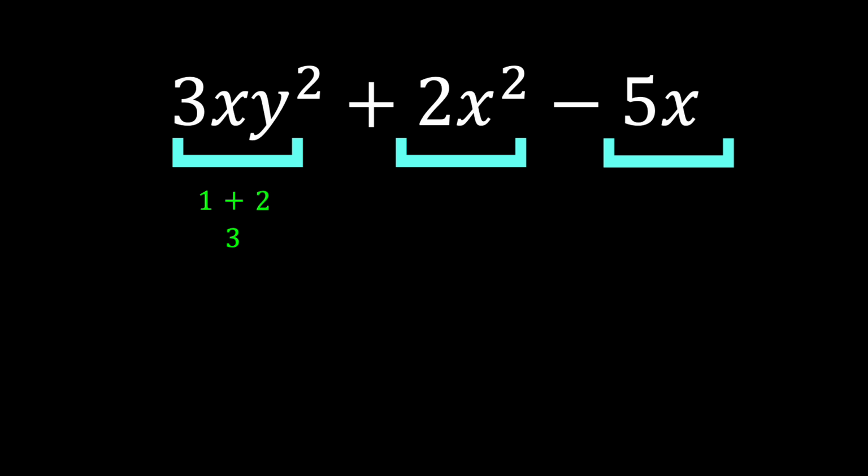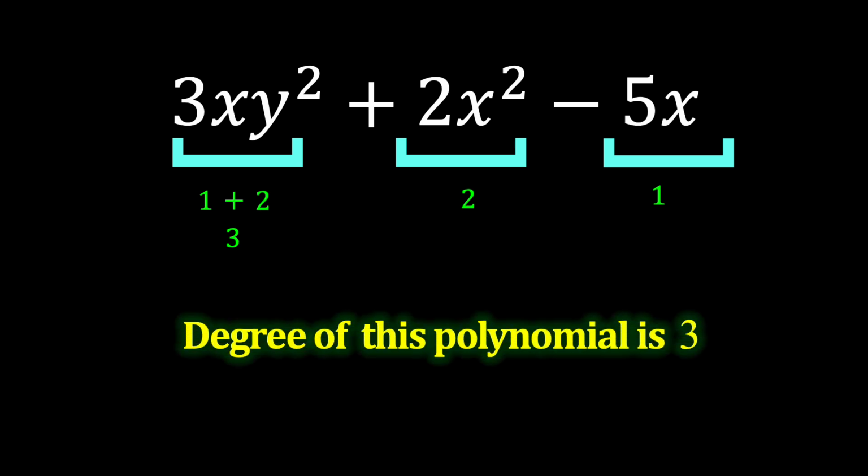And for the next term, we have 2 as an exponent of x. So the degree of this term will be 2. And the degree of the last term will be 1. So the largest degree among these 3 terms is 3. Therefore, the degree of this polynomial is 3.